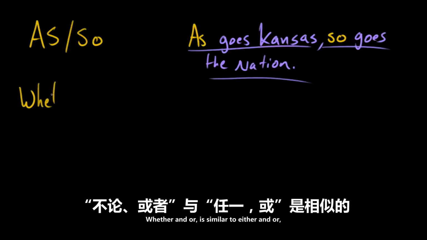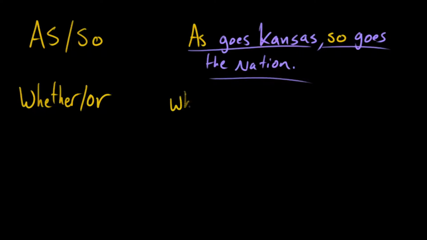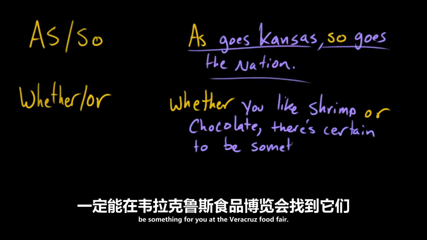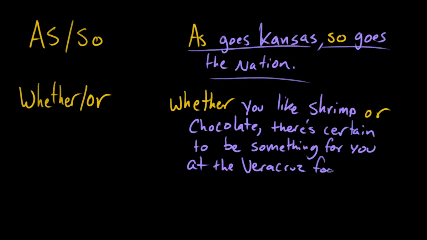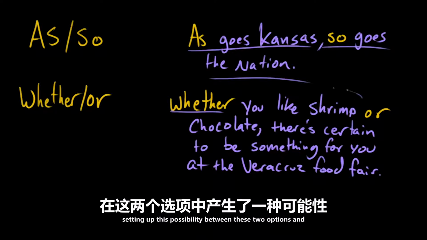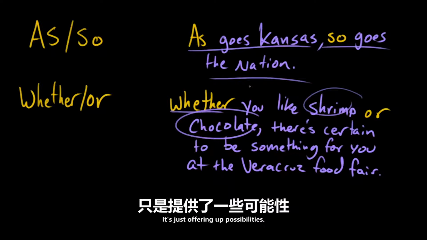Whether or is similar to either or, except it has a kind of whiff of possibility about it. Whether you like shrimp or chocolate, there's certain to be something for you at the Veracruz Food Fair. Right, because whether is kind of setting up this possibility between these two options, and it doesn't really matter which one you choose. It's just offering up possibilities.